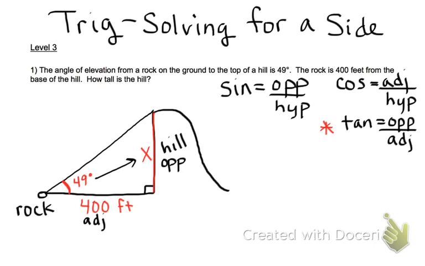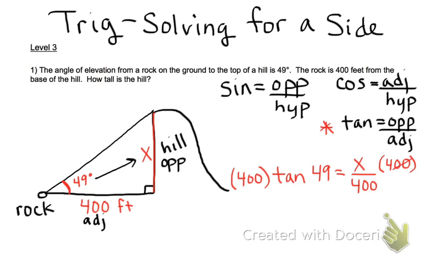So I'm going to set up my equation. Tangent of my angle, which is 49 degrees, equals opposite, which is my x, that's what I'm trying to find, over my adjacent, which is 400. To solve for x, I need to multiply both sides by 400. These are going to cancel and simplify, so I'm going to have x equals 400 times tangent of 49 degrees.